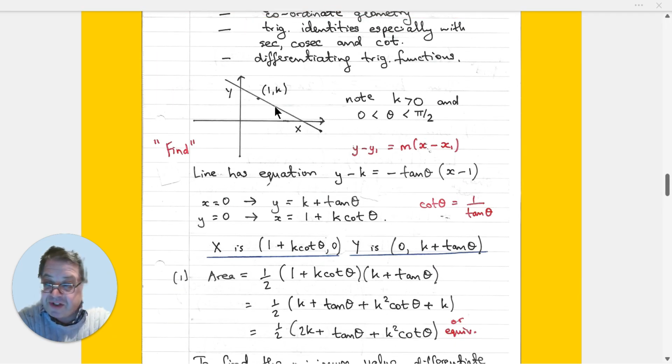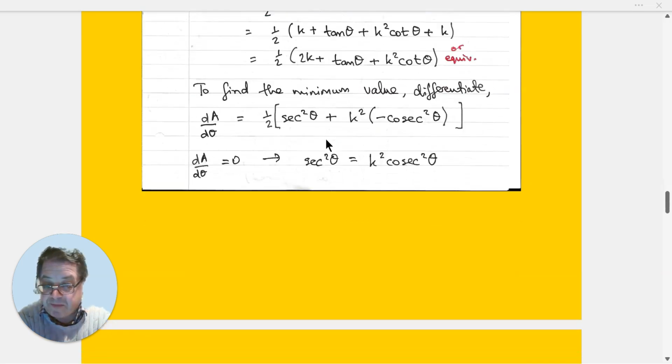The next part of the question now wants us to do the same thing with the perimeter of the triangle, OX plus OY plus XY, and we're going to minimize that. Slightly more difficult to do that because we need to use Pythagoras to find XY.